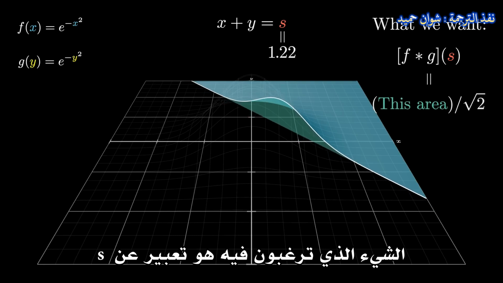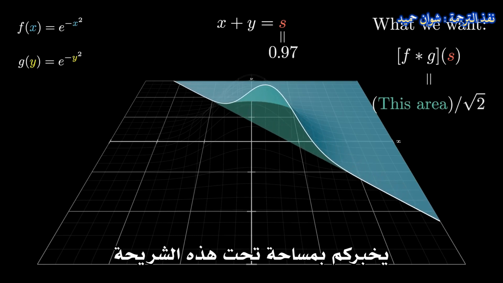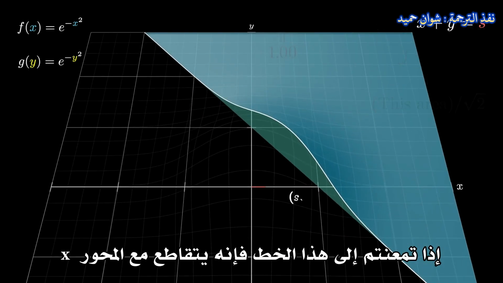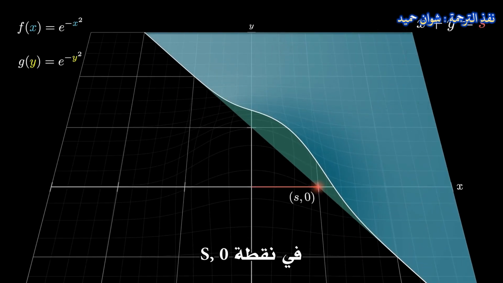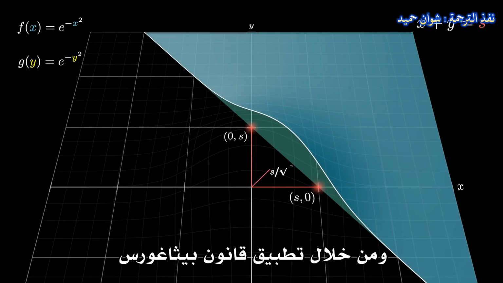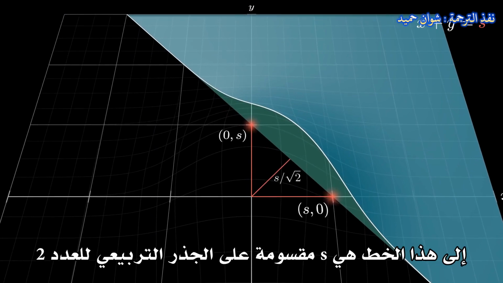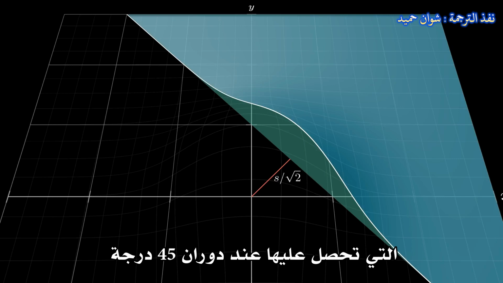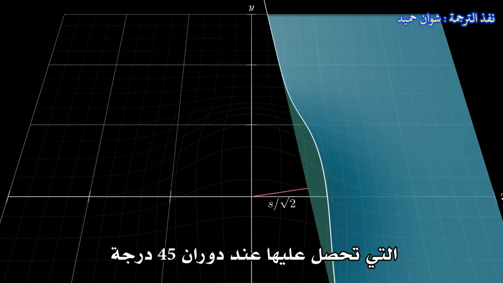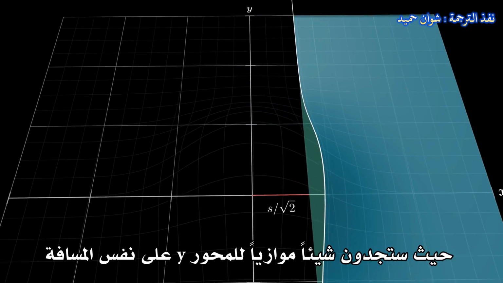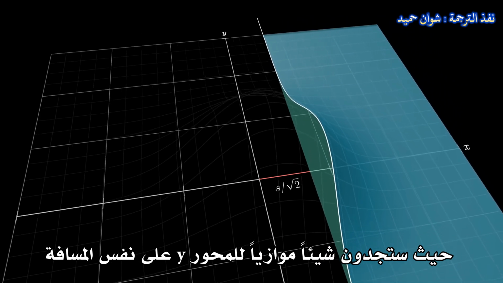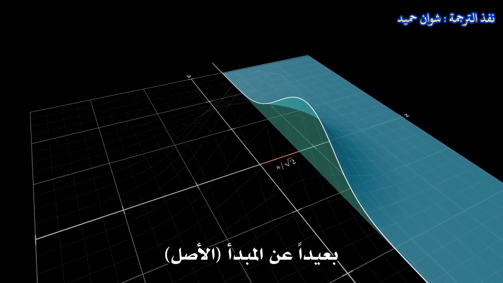The thing that you want is an expression of s that tells you the area under this slice. Well, if you look at that line, it intersects the x-axis at (s, 0) and the y-axis at (0, s). And a little bit of Pythagoras will show you that the straight line distance from the origin to this line is s divided by the square root of 2. Now, because of the symmetry, this slice is identical to one that you get rotating 45 degrees, where you'd find something parallel to the y-axis, the same distance away from the origin.